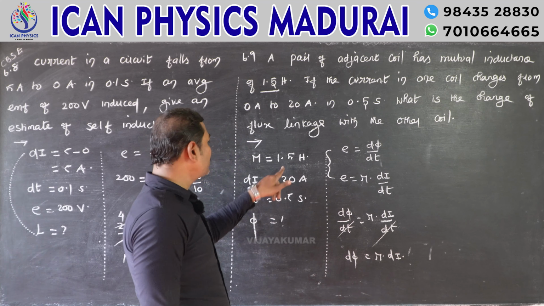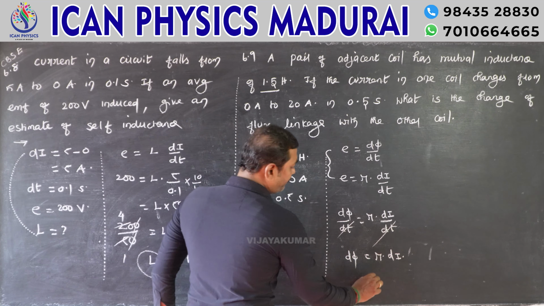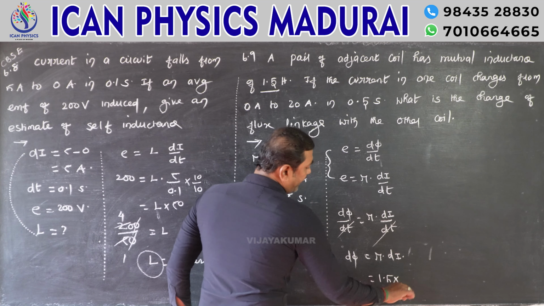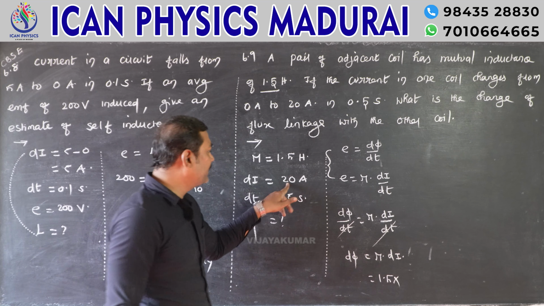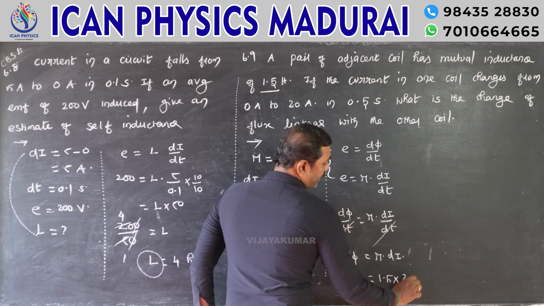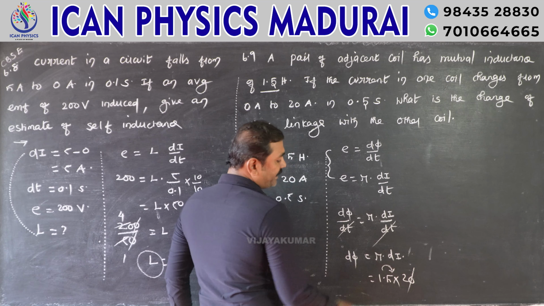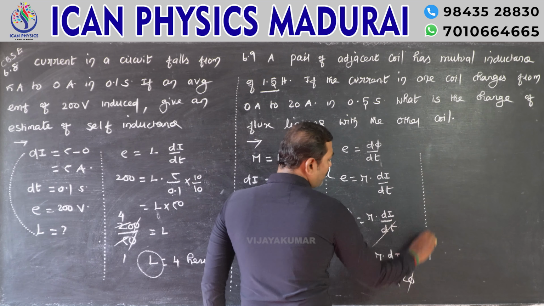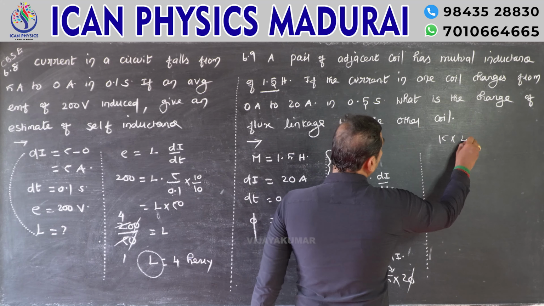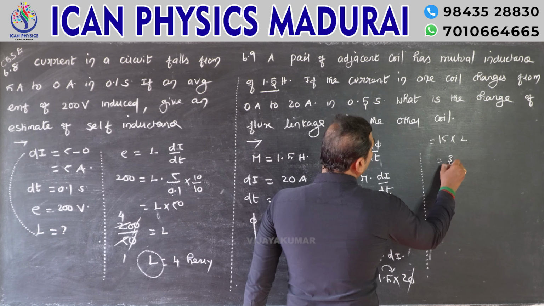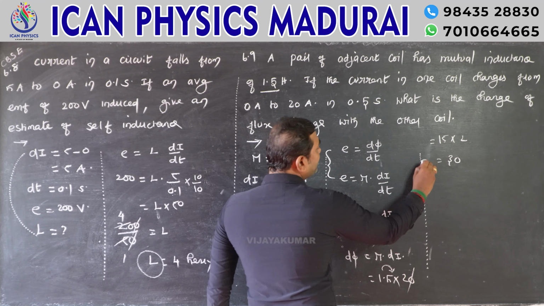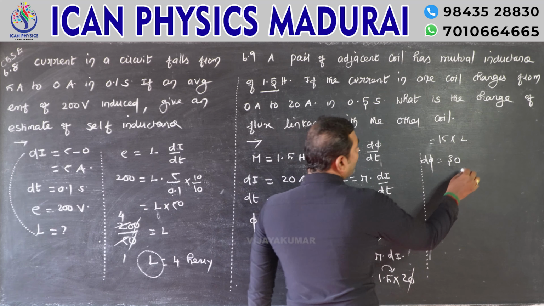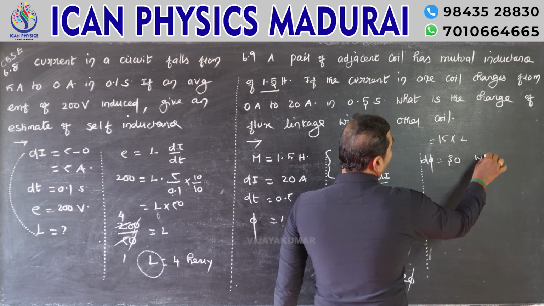Now what's the value of M? 1.5. 1.5 into change in current, which is 20. So for 1.0 it becomes 15. So 15 into 2, 30. So 30 is the change in flux. So what is the unit of flux? Weber.